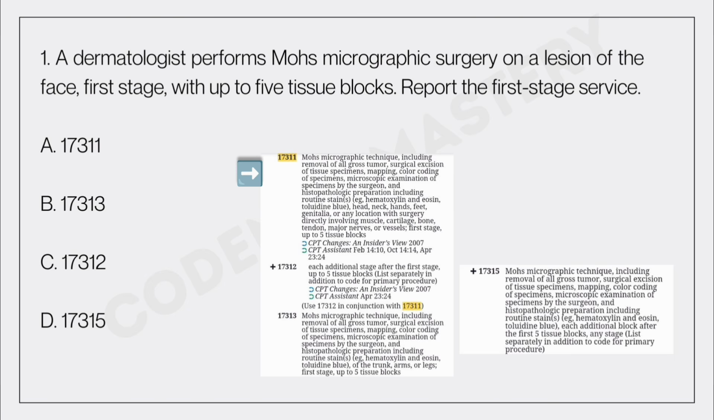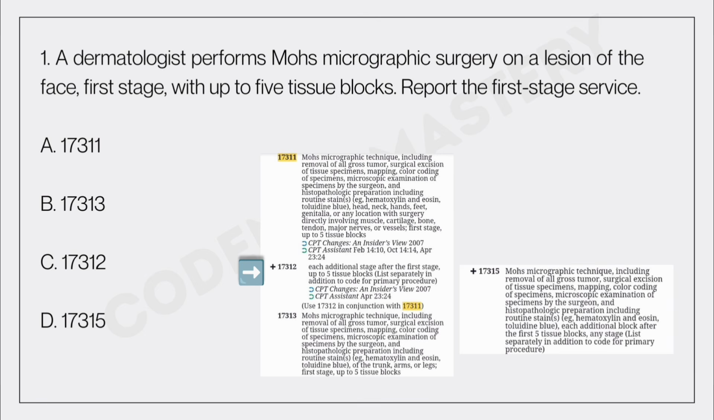17311 is for Mohs micrographic technique, including removal of all gross tumor. The anatomical location is head, neck, hands, feet, genitalia, or any location with surgery directly involving muscle, cartilage, bone, tendon, major nerves or vessels. It is for first stage up to 5 tissue blocks. Option B 17313 is for Mohs micrographic technique. The anatomical location is trunk, arms or legs, first stage up to 5 tissue blocks.